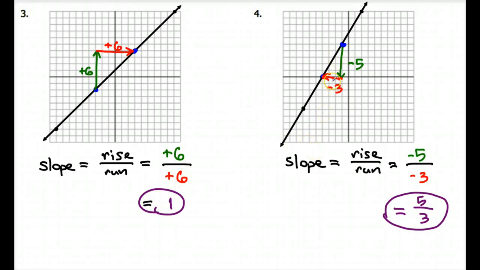For number 4, I chose these 2 points. I started with the top point. I had to go down to get to the level of my bottom point. Down is a negative direction, so I went down 5, and then I went to the left, which is also a negative direction, 3 spots. So that's negative 5 divided by negative 3. A negative divided by a negative cancels each other out, so that gives you a positive 5/3 for the slope for that one.